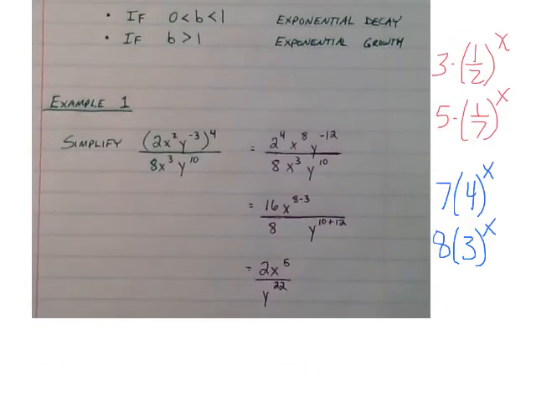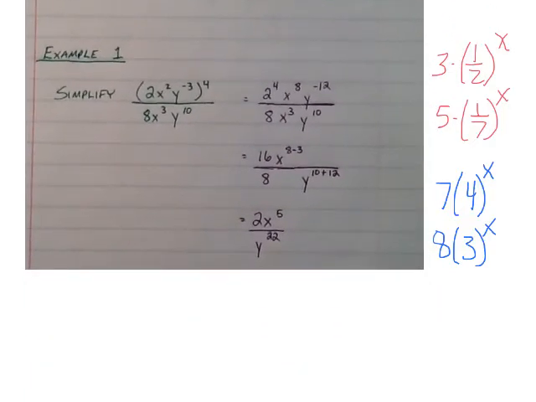I gave one example of applying our rules in a setting where we have lots of variables and lots of exponents. The first thing I did was distribute the 4 in, so I got 2 to the 4th, x to the 8th, y to the negative 12th, and that got rid of my exponents. Then I combined my x's, so x to the 8 divided by x to the 3rd is x to the 8 minus 3. Then I combined my y's, y to the 10th minus negative 12. I simplified my 2 and got 16 over 8 and simplified all that down.